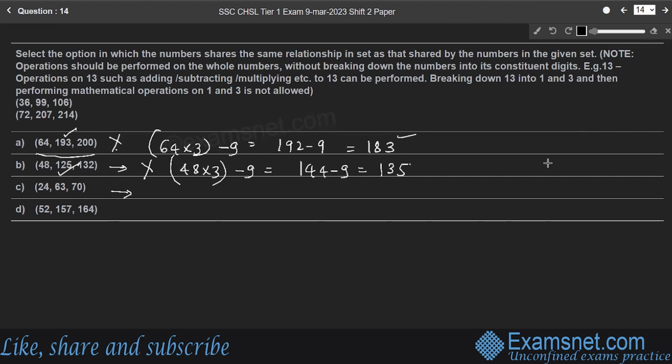Consider option C. So first number into 3 minus 9. So 24 into 3, which is 72. 72 minus 9 is 63. So which is second number. Right? Therefore, 63, second number plus 7. The logic is second number plus 7 gives third number. 63 plus 7 is 70, which is third number. Right? So which is right. Therefore, option C. So set 3 follows the same logic. Right?